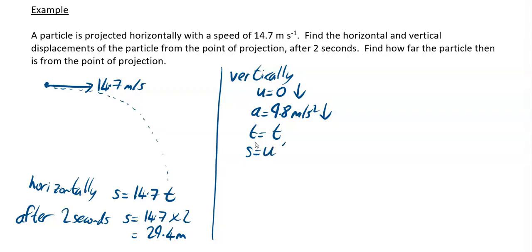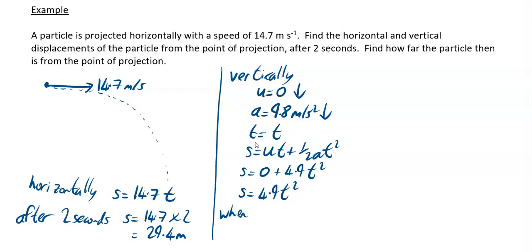So S is equal to, the equation we're going to use is ut plus a half a t squared. In this case, ut is 0 times anything, which is 0. A half times the 9.8 is 4.9, times t squared. So your S just works out to be 4.9t squared. So when t is equal to 2, S is equal to 4.9 times 2 squared, which works out to be 19.6 meters.